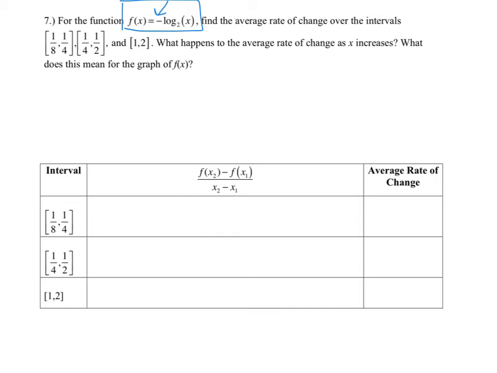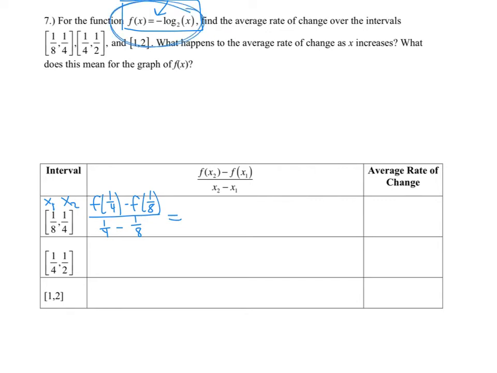Alright, so for my average rate of change, I've got to find f of 1/4 minus f of 1/8 and divide that by the difference in the x values, so 1/8 minus 1/4, because remember this is x1, x2. They don't give us the y values, so we have to calculate those. So these are two x values. Alright, so I calculate the y values by using this function.